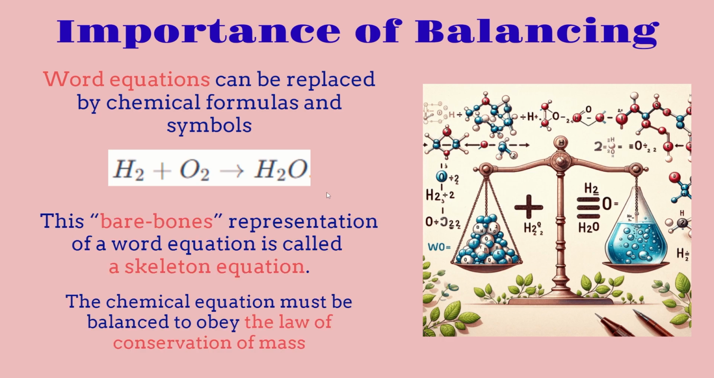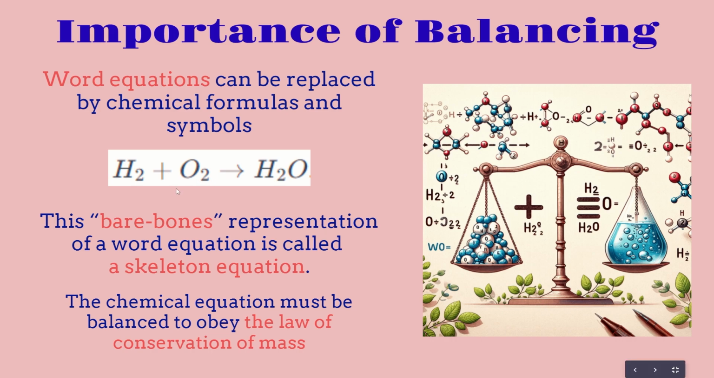And this is also the bare bones representation of a word equation, and it's called the skeleton equation. Basically, a skeleton equation is where you just replace the word equation with the chemical formulas. And in this case, this is not balanced. We're going to look at how we can balance this in the upcoming slides. The chemical equation must be balanced, as we said, to obey the law of conservation of mass.